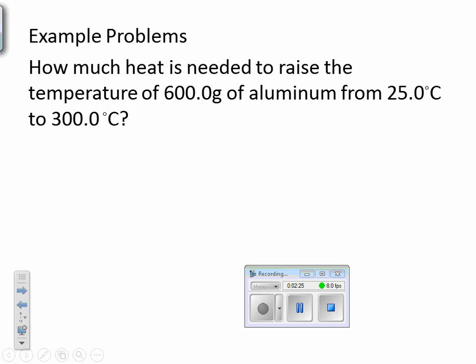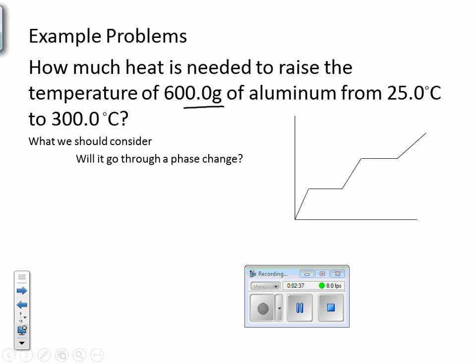So here we have a problem. How much heat is needed to raise the temperature of 600 grams of aluminum from 25 to 300 degrees Celsius? So a couple of things you need to consider about this problem is, will the aluminum melt? You know, we're going from 25 to 300, and this is the melting portion of the curve. 25 degrees would be down here. Do you think that 300 is going to be up here somewhere, or is 300 going to be down here? And that really depends on the substance.